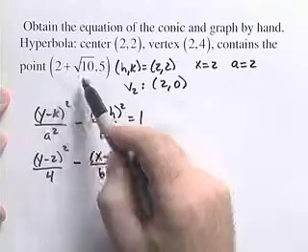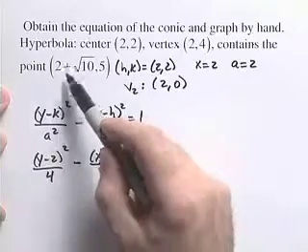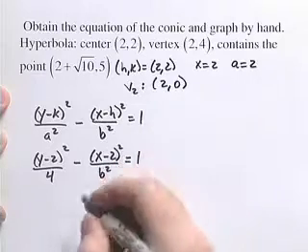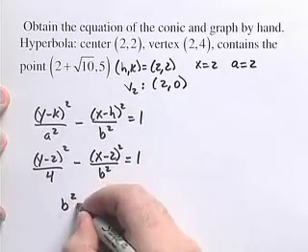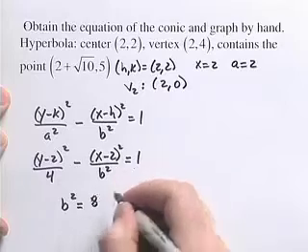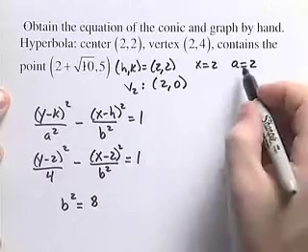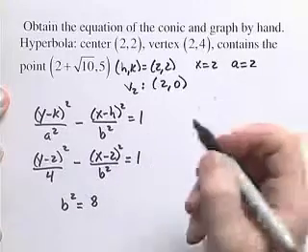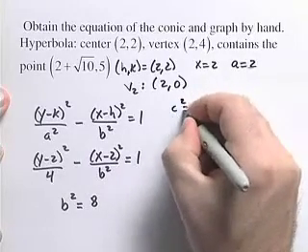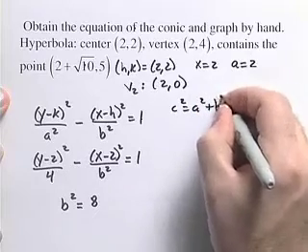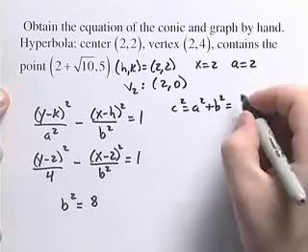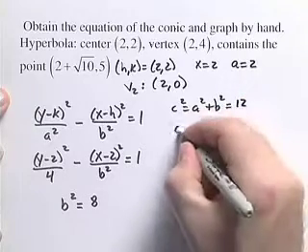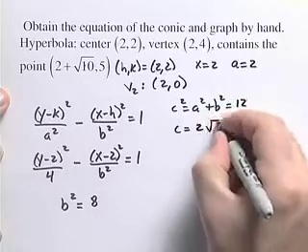We know that the graph contains this additional point. There's an x value and a y value. We could plug those into our equation. If we do that, we'll find out that b² is equal to 8. a² is 4, b² is 8. We can use that to find our value for c. Since c² is equal to a² plus b², a² plus b² is going to give us 12, which means that c is equal to 2 times the square root of 3.